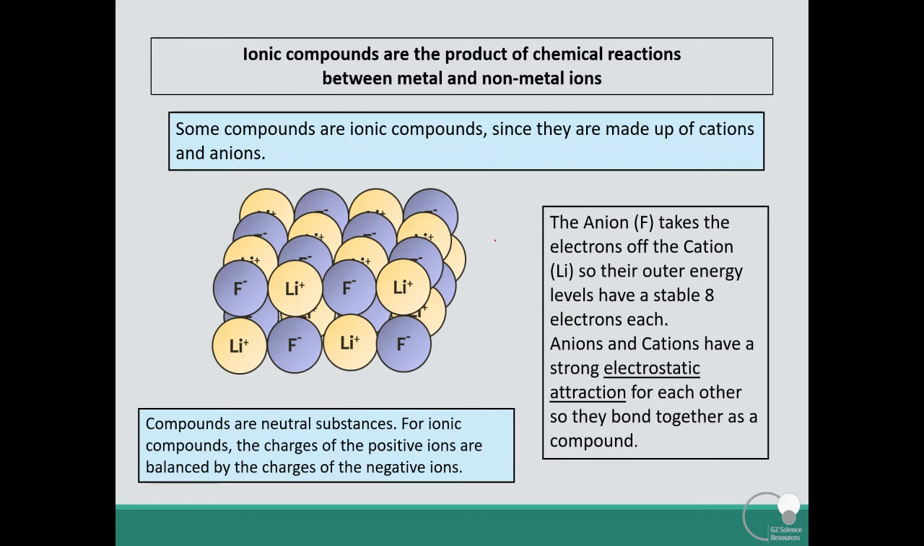This bonding holds it together, the attraction between the positive ions and the negative ions. Cations are the positive ones and anions are the negative ones. We always have cations and anions. They both become stable and they have a strong attraction to each other. You have to remember this is strong bonding.